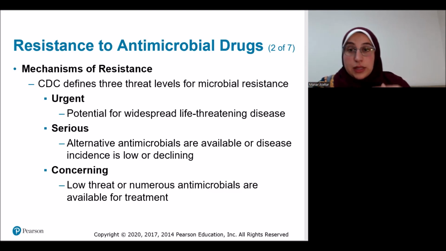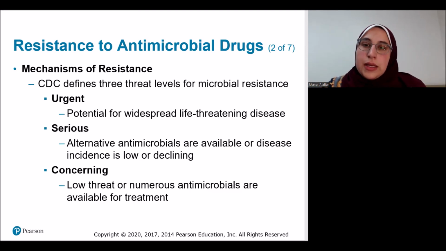Serious, the serious level is also a pathogenic organism that leads to disease and is widespread.